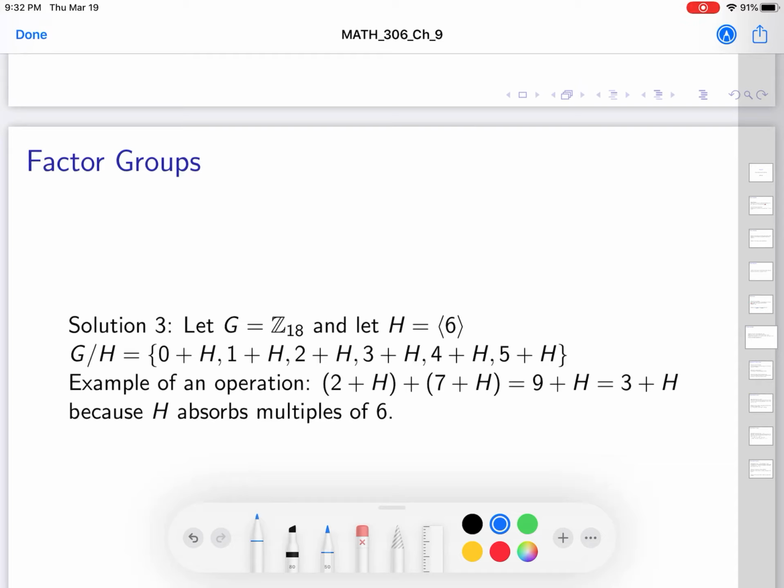And we can see an example of an operation here. Since this is under addition, we would be combining 2 and 7 under addition for 9. But as we can see, 9 + H is not part of our group. We can simplify this 9 by modding 6, because H is absorbing multiples of 6. So we're able to absorb it to 3 + H.